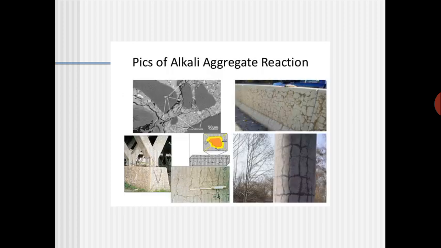You can see here, sometimes there will be expansion of this aggregate. When the expansion of the aggregate happens, you can see cracks even in the columns and even in the beams in these pictures. This is how the alkali aggregate reaction is going to happen.